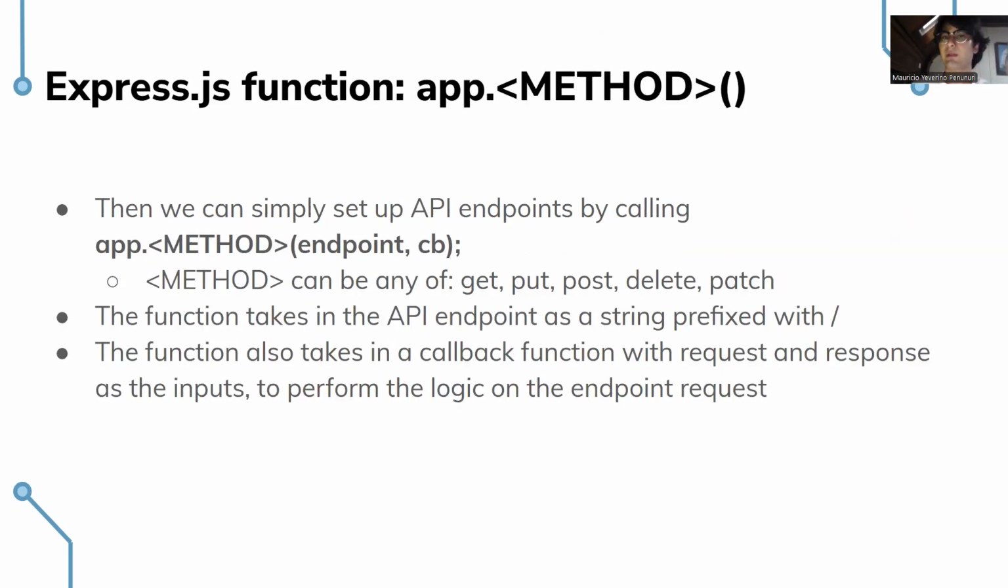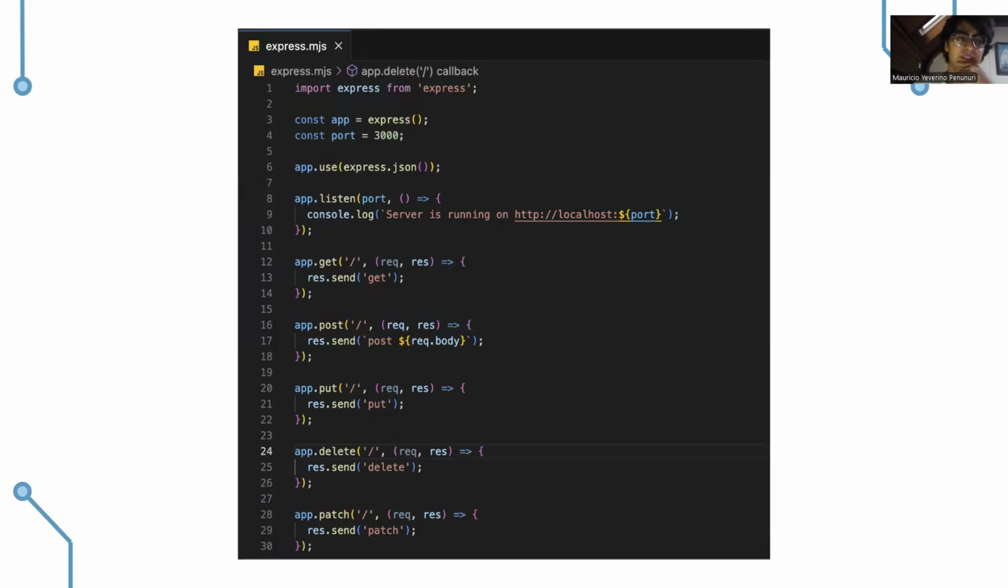Now we can simply set up API endpoints by calling app and a method, and we set the endpoint and the callback function, which is the function that we're going to run once this endpoint is called. The function takes in the API endpoint as a string prefixed with a slash, and a callback function with request and response as the inputs to perform the logic on the endpoint request. Now this is a small example of a Node.js app. You can circle back to it and see the code.